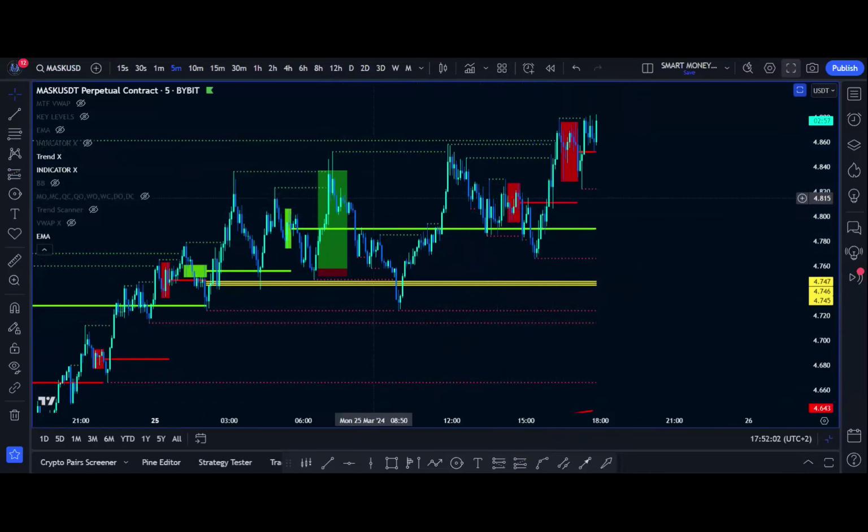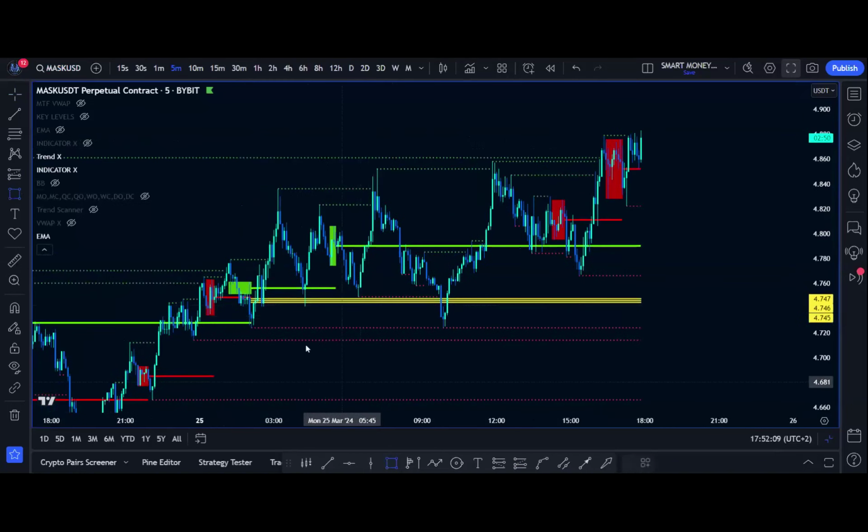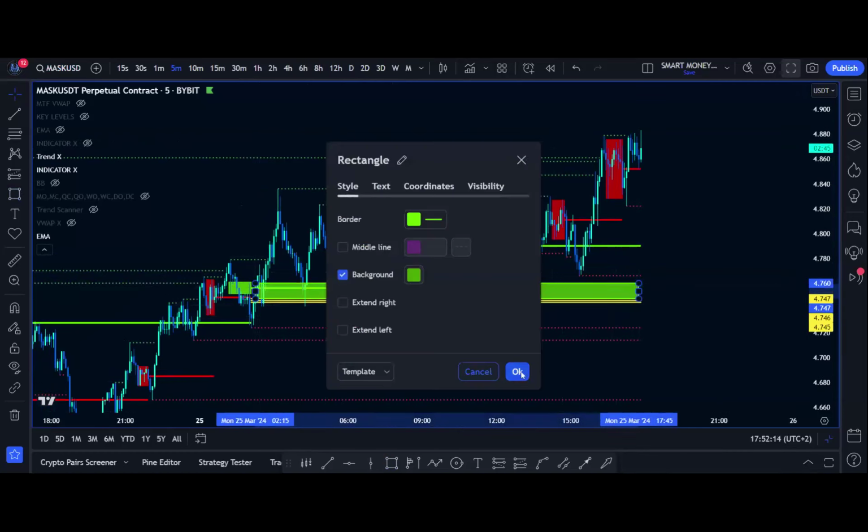Or you could have just entered at these low level positions close to the grid. I like to enter as close to the grid as possible. As close to this grid as possible would be the best places to look for entries.